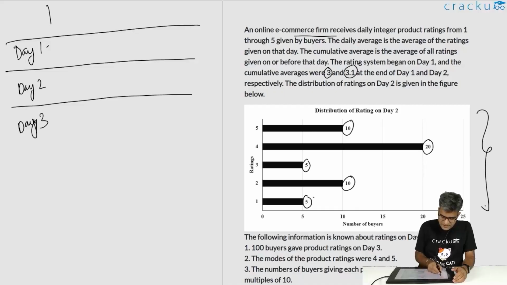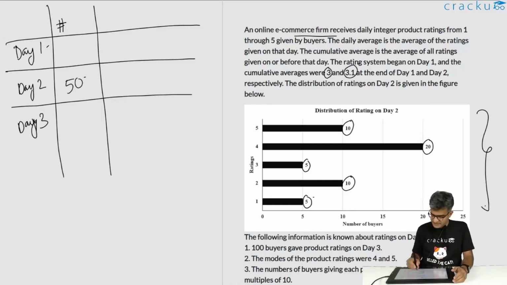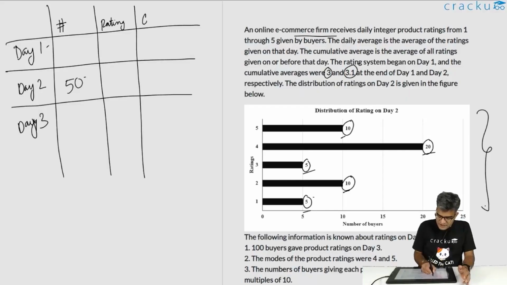First, we will write down the number of people who gave rating. For day 2, we have just calculated, it is 50 people. That is 10 plus 20 plus 5 plus 10 plus 5. What is the rating on day 2? The average rating on day 2 can be calculated. Similarly, we can also calculate the cumulative rating after day 2.